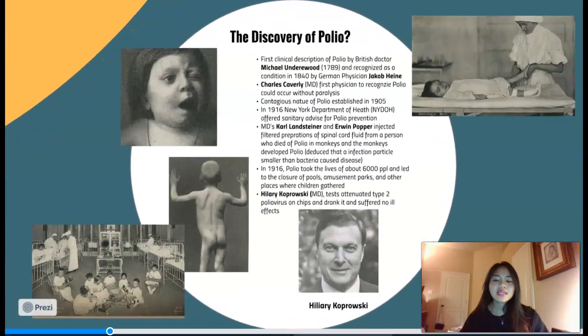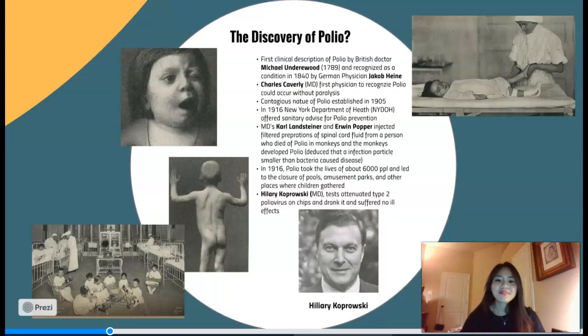And then some of the history surrounding polio. Michael Underwood actually gave the first clinical description of polio. And then it was recognized as a condition by physician Jacob Heine. Charles Caverly recognized polio could occur without paralysis.